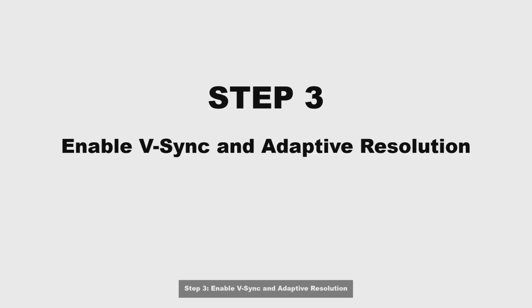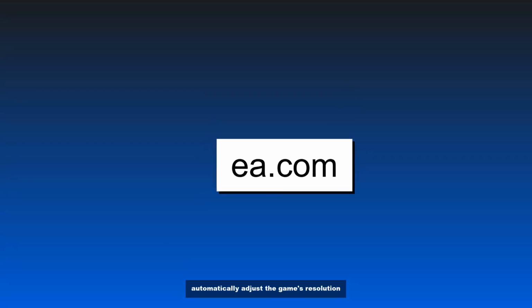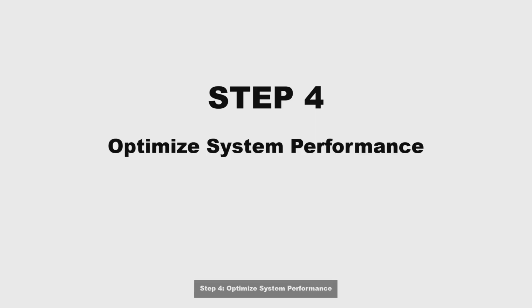Step 3. Enable VSync and adaptive resolution. In the settings menu, enable VSync to prevent screen tearing. Additionally, consider enabling adaptive resolution to automatically adjust the game's resolution based on performance, which can help maintain a smoother frame rate.